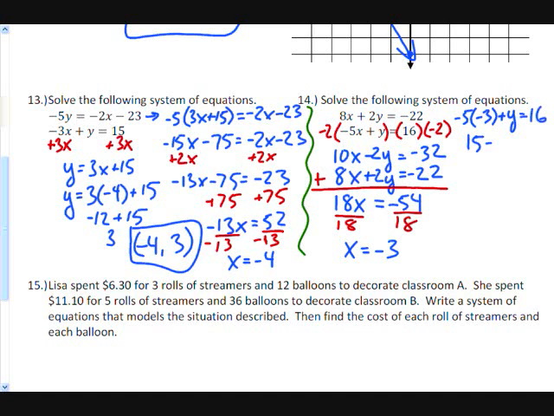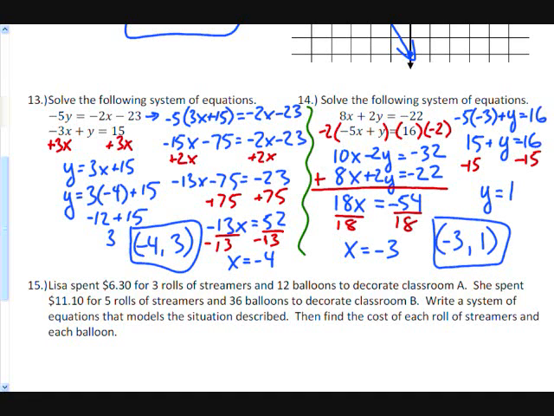That's going to give me 15 plus y equals 16. I subtract the 15 from each side. So I find out that y equals a positive 1. So it's the ordered pair negative 3, comma 1. And that's it.